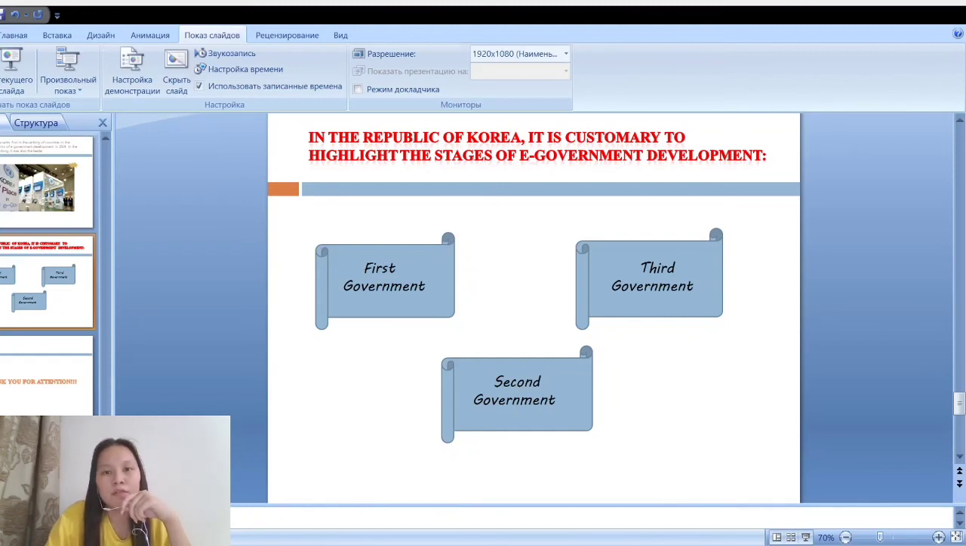In the third period from 2008 to 2011, e-government information systems were integrated to ensure uninterrupted provision of e-services to citizens.